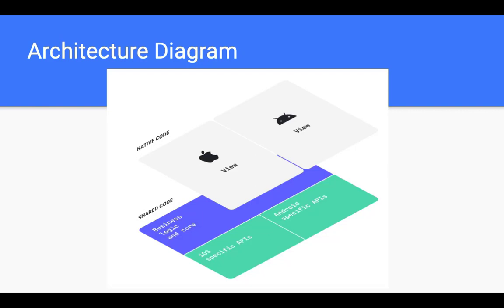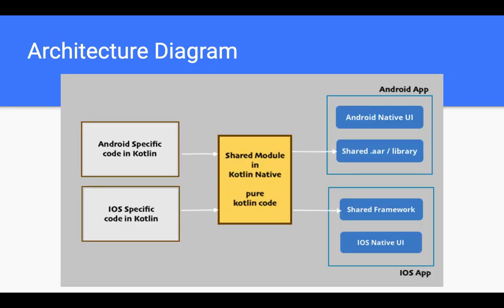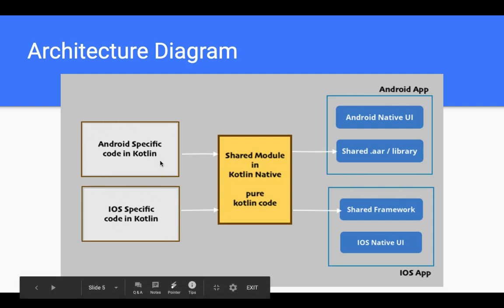But in shared code also, we can have native code, meaning iOS-specific APIs or Android-specific APIs. If we want to use them, we can. Here we can see that Android-specific code in Kotlin and iOS-specific code in Kotlin can be used in the shared module that is written in Kotlin Native, pure Kotlin code.